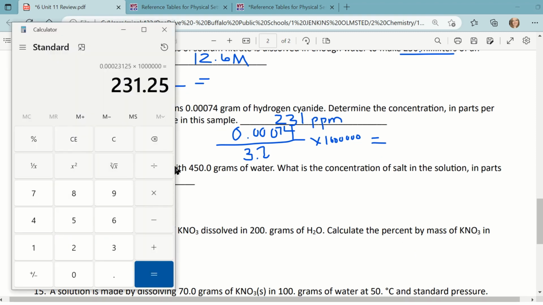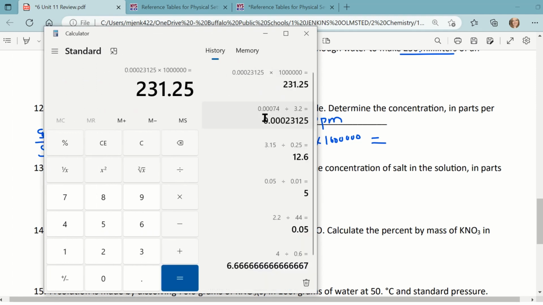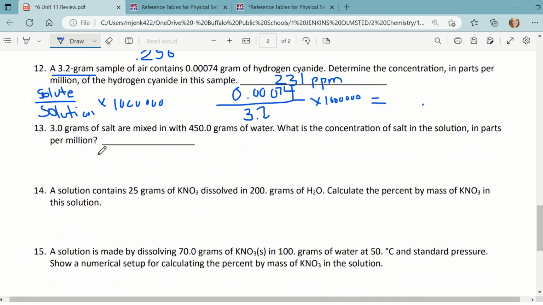Okay, so just making sure I put enough zeros in before the 7.4. All right, so if 3 grams of salt are mixed in with 450.0 grams of water, what is the concentration of salt in the solution in parts per million?